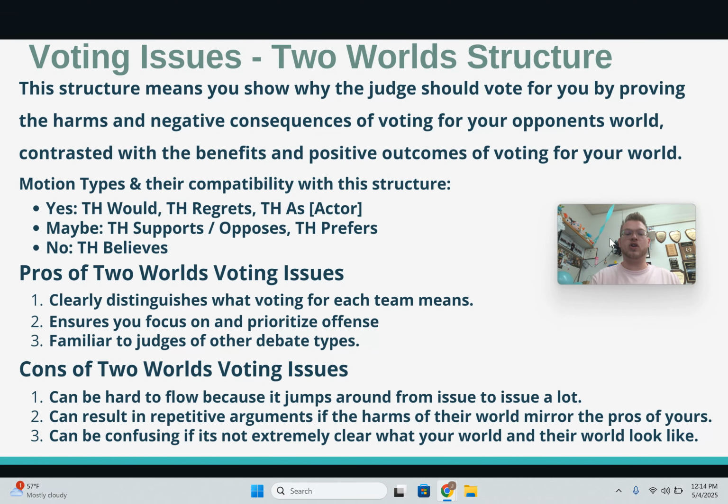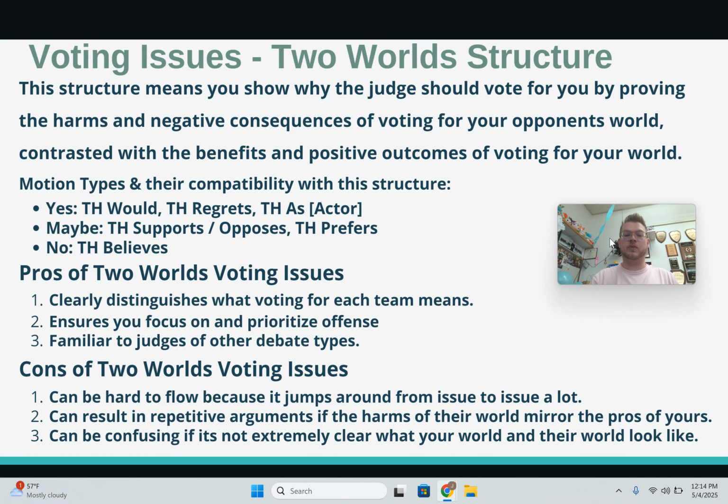The two-world structure is good because it clearly distinguishes what voting for each team means, causes, or results in, and what it looks like. It ensures that you focus on and prioritize the offense, as in the harms in their world versus the benefits in your world, whereas other structures might incentivize you to talk more about defense, which isn't as good for winning the debate. And it's familiar to judges of other debate types because lots of people will do this in the final focus or in the 2AR or the 2NR of public forum, Lincoln Douglas, and policy debate.